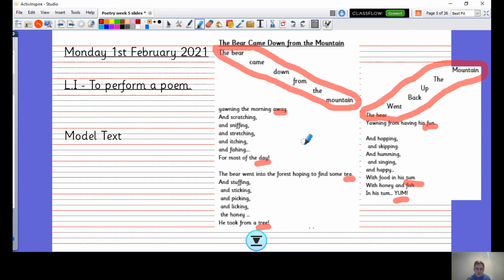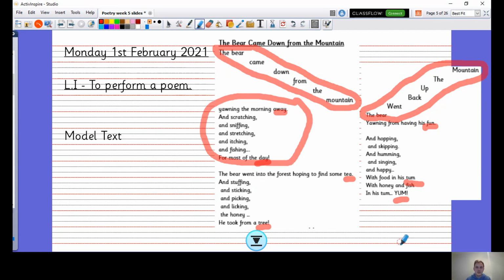Show me some scratching. And sniffing. And stretching. And itching. And fishing. For most of the day. Excellent. So we have just acted out the first verse. That's one of our key words looking through this poetry unit. This is a verse. And we've got another verse here and another verse here.